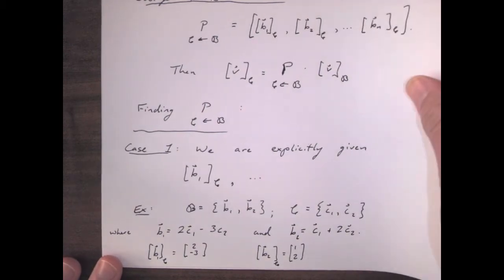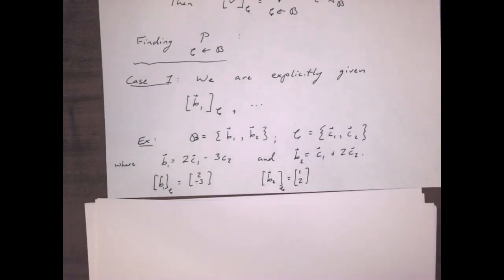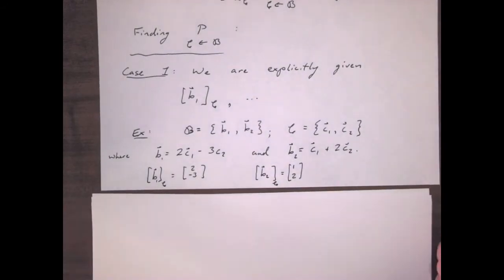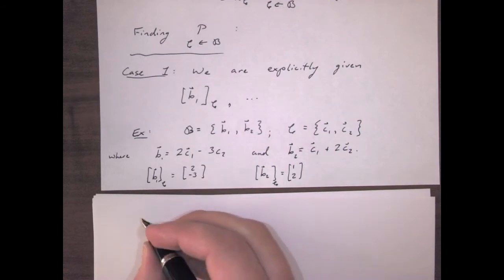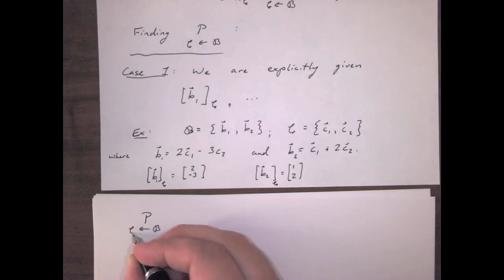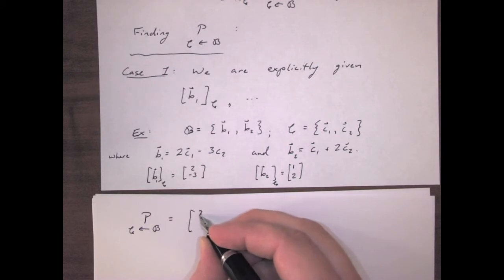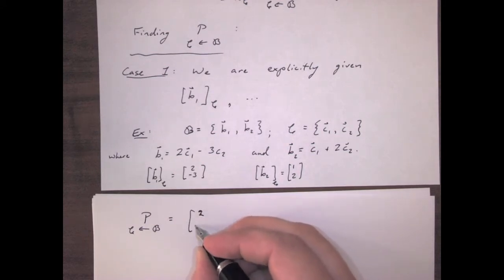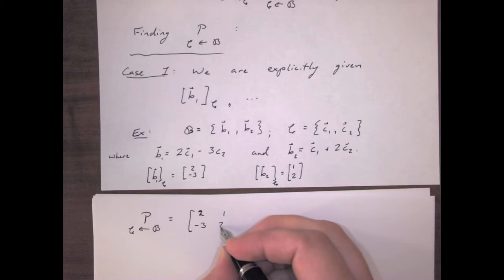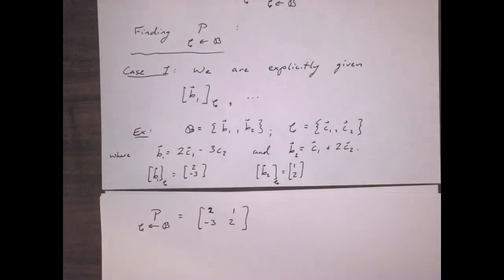So then, the matrix that can accomplish any change of coordinates from B to C can be written as follows. So then P from B to C will just be the matrix whose columns are exactly those. So 2, negative 3, and then 1, 2. So that's easy.